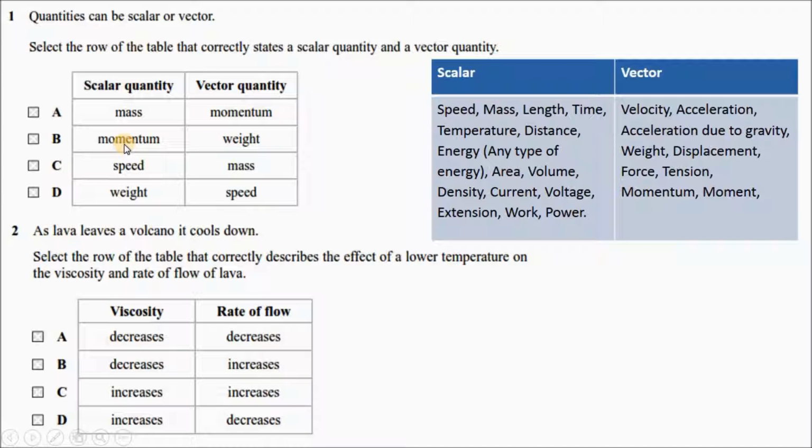Because in B, momentum is given as a scalar, which is wrong. In option C, mass is given as a vector, it is wrong. And for D, weight is given in the wrong column, scalar. Weight is a vector quantity. So your option is A.